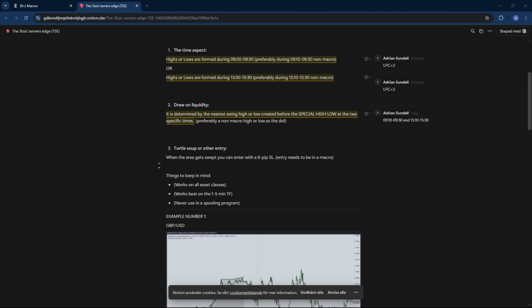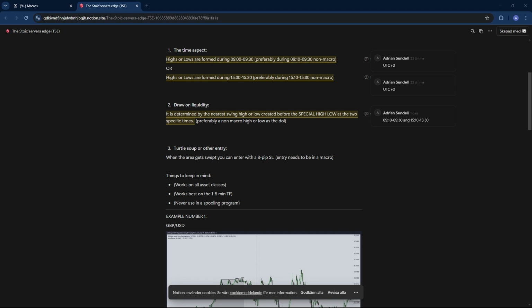And then the things you have to keep in mind. This is going over when it does not work, and in these specific conditions, nothing works. So this works on all assets. It works on gold, it works on Nasdaq, on all indices. It works on all commodities, all FX pairs, all exclusive pairs. You can trade this on whatever.